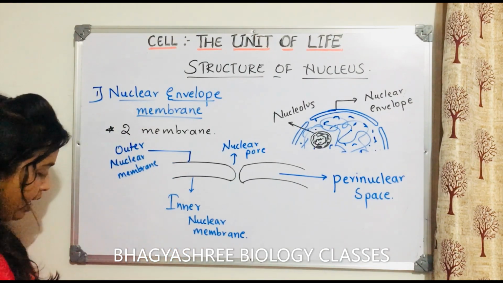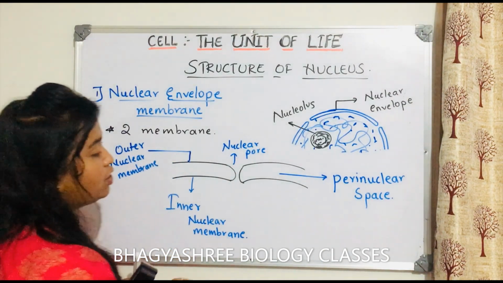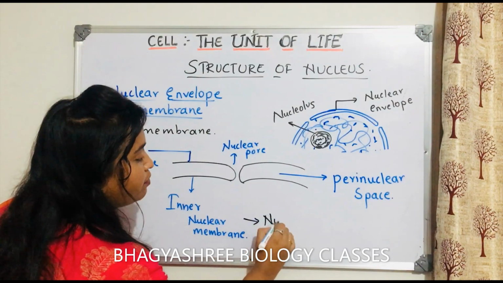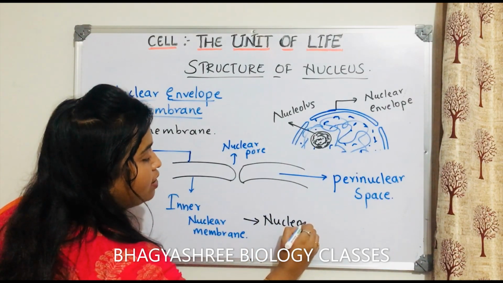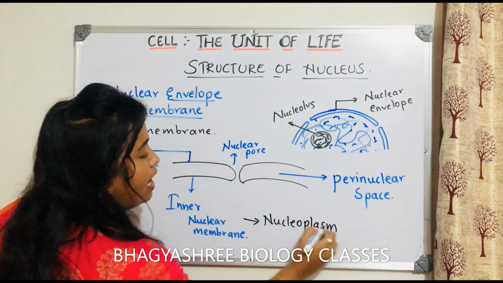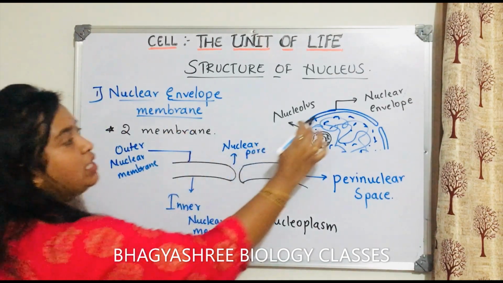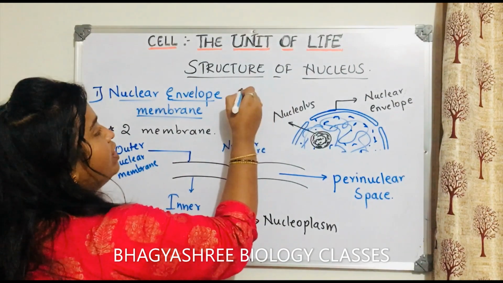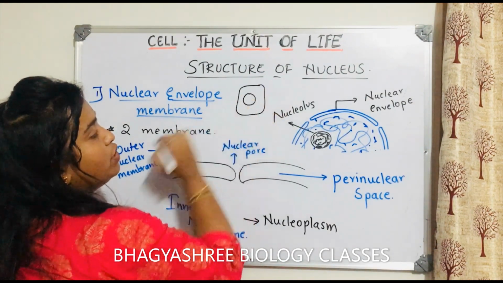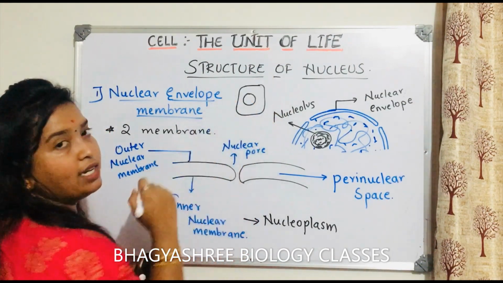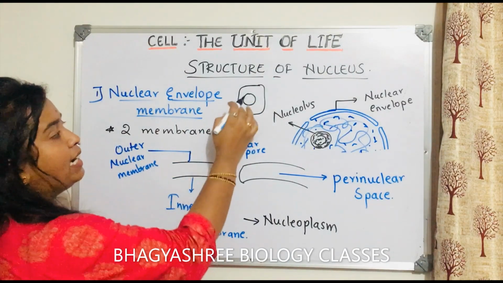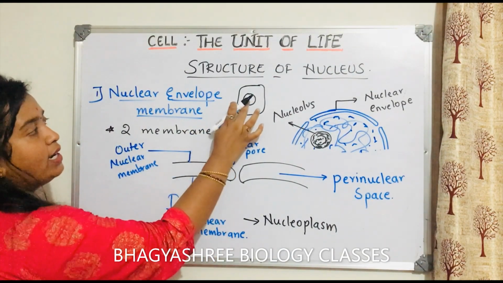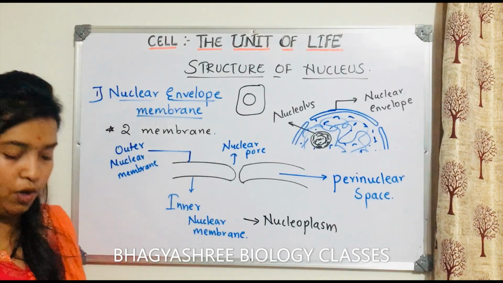The inner nuclear membrane is towards what? It is towards the nucleoplasm. And the outer membrane is towards what? If you see this, the outer membrane is towards the cell, no? Because you have the cell, and inside the cell you have this nucleus. So the outer membrane is towards the cytoplasm, and the inner membrane is towards this one. It will be inside, it will be the nucleoplasm.